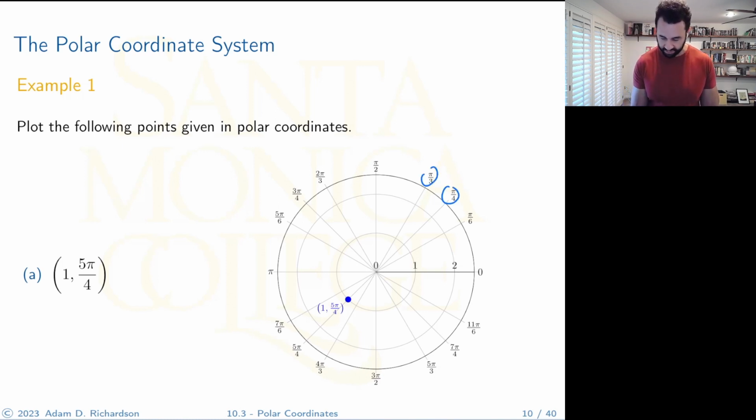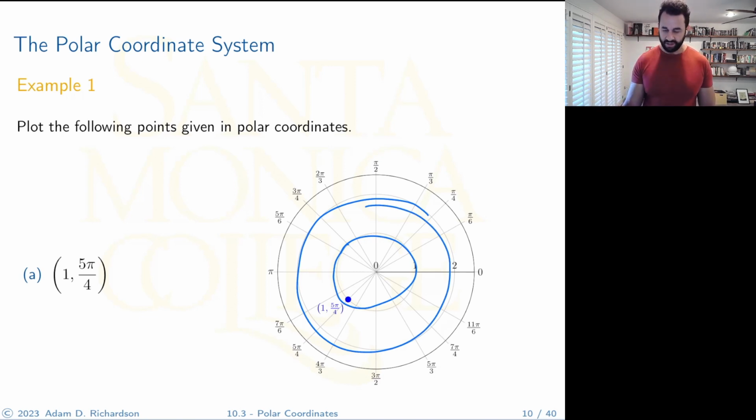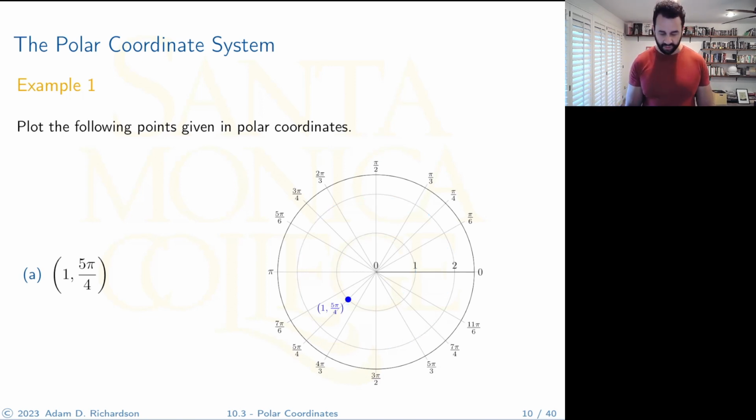So pi over 3, pi over 4, pi over 6, pi over 2, and then all the others, right, going around and around. Then I have a bunch of concentric circles. So these concentric circles are circles of radius 1, 2, and then beyond. So how do we plot this point? Well, it should be lying on a circle of radius 1. That's why it's on this circle right here.